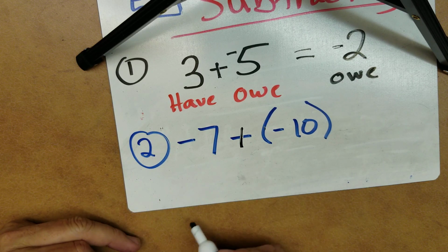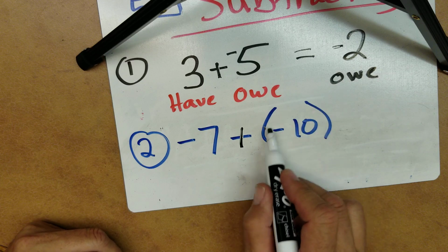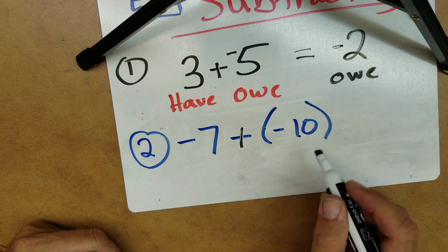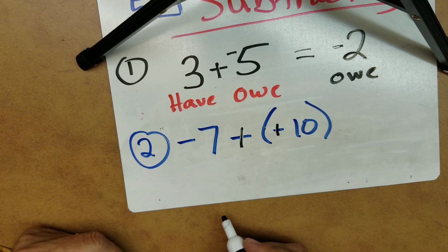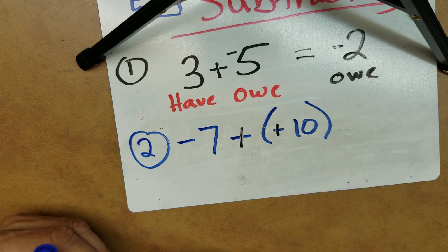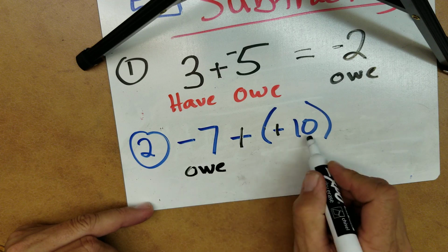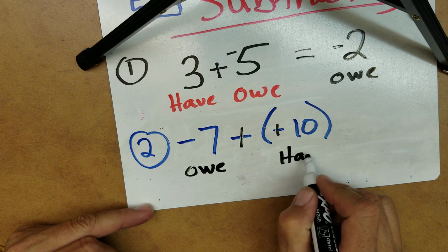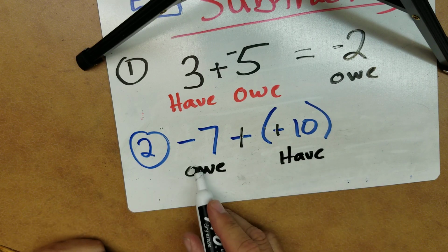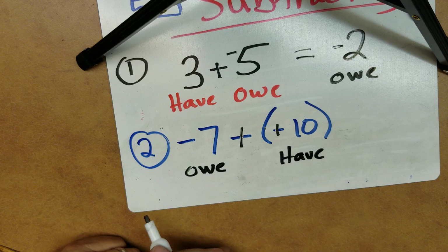Here's the subtraction sign. Let's change it to add. And we have to add the opposite of this number. What is the opposite of negative 10? It is positive 10. Now we're back to money. Let's talk about money. You owe me $7 and you have $10.